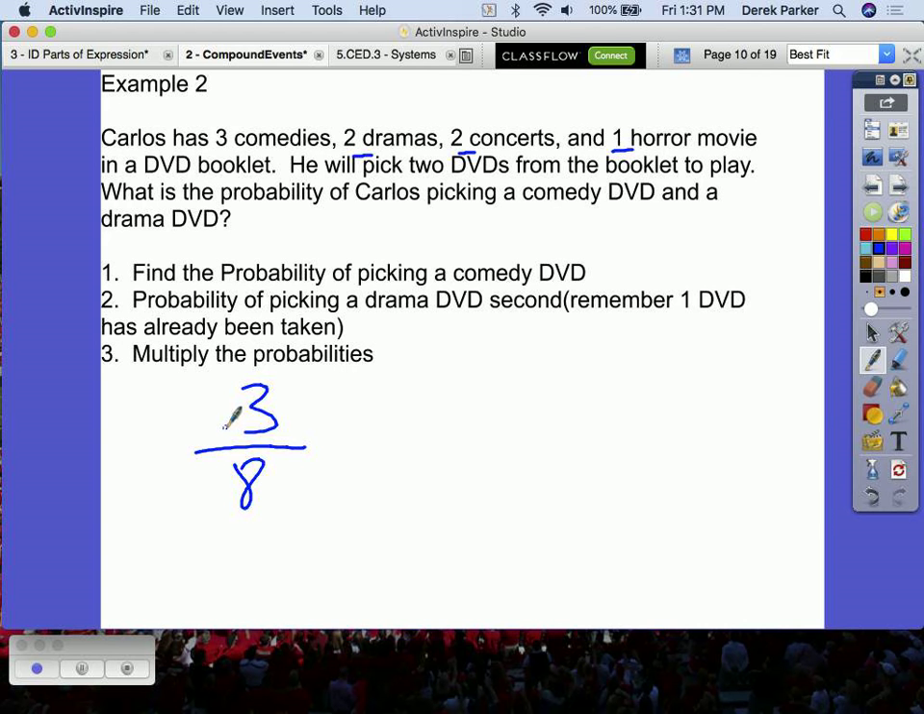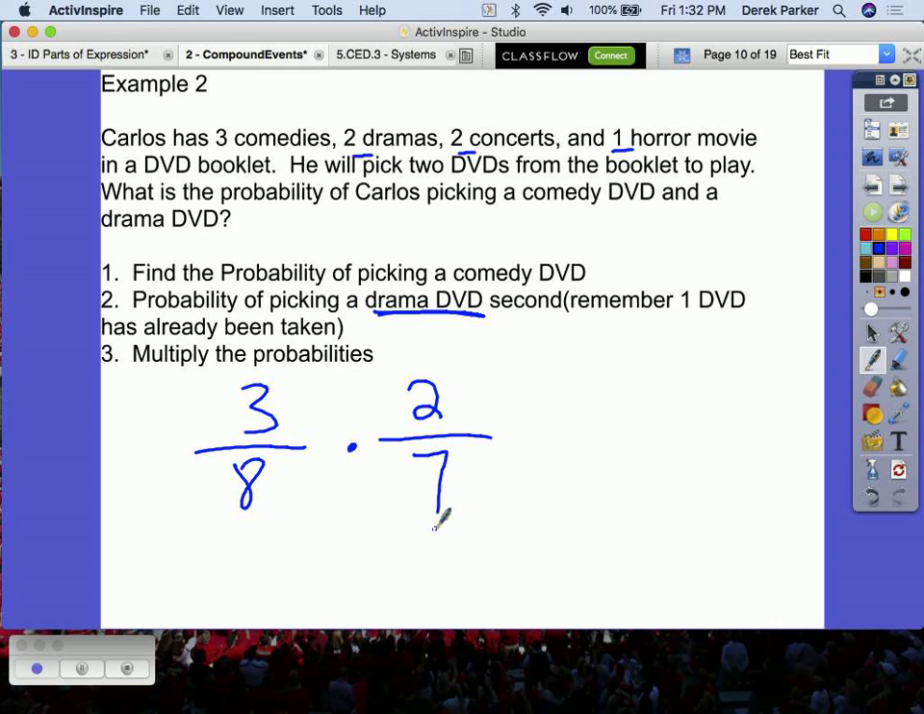Now, this is a dependent problem because we're not going to put that DVD back in there. So now we want to find the probability of picking a drama DVD. There are 2 DVDs that are drama, but what will your new denominator be? What will the new sample space be? 7, because we have taken 1 DVD out.